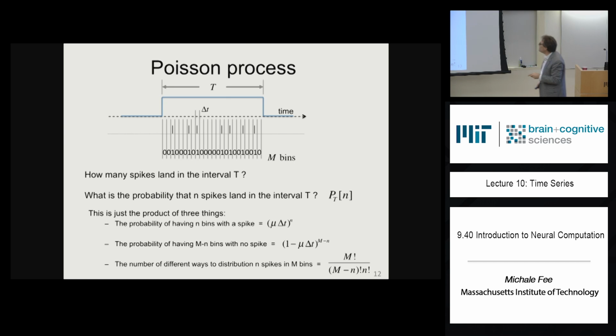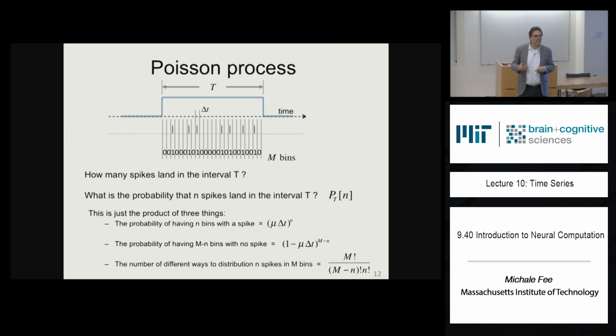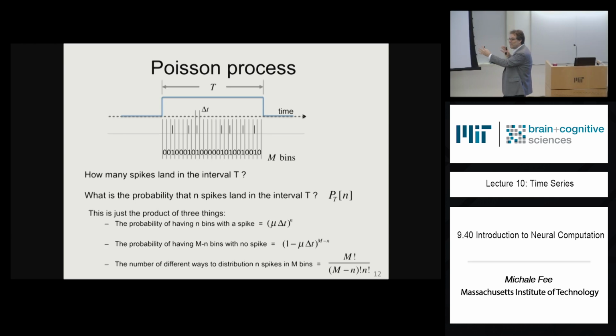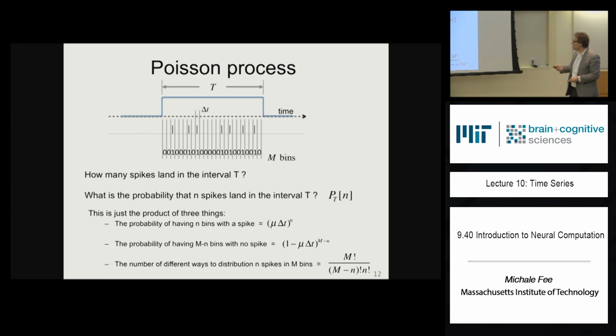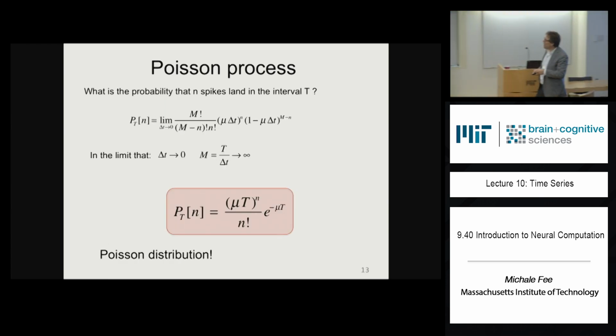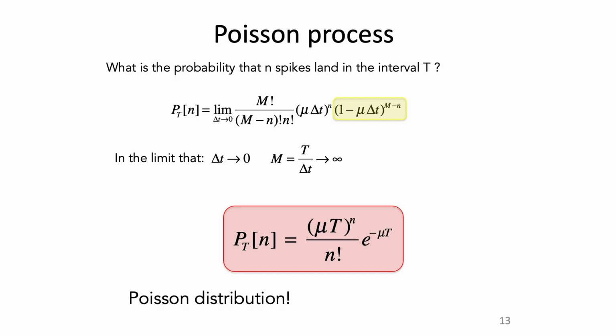Okay? So you can see that, first of all, the number of spikes you get is random. Okay? And it depends on the size of the window. And the average number of spikes you get depends on the size of the window and the average firing rate of the neuron. Okay? So let's just take a look at what this function looks like for different expected spike counts. So here's what that looks like.